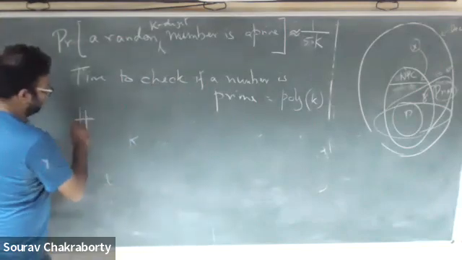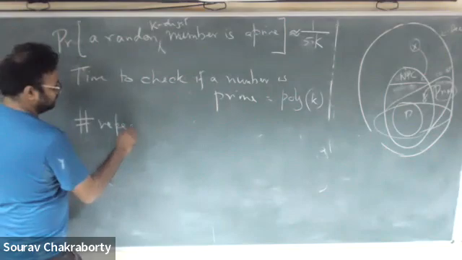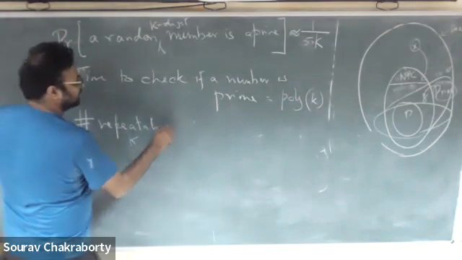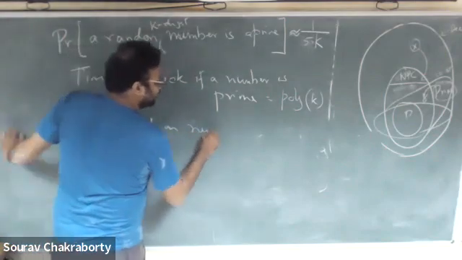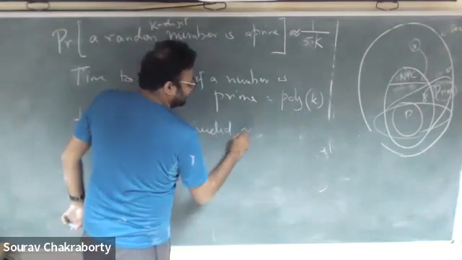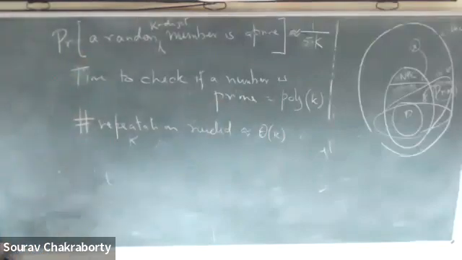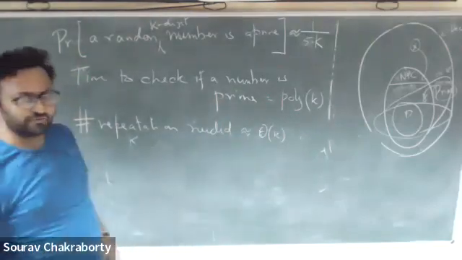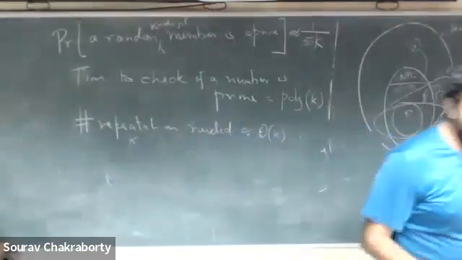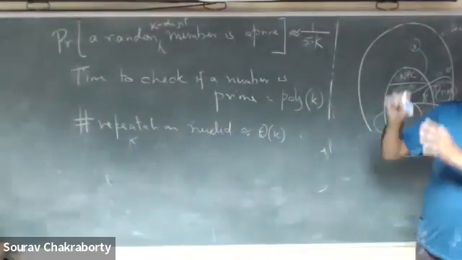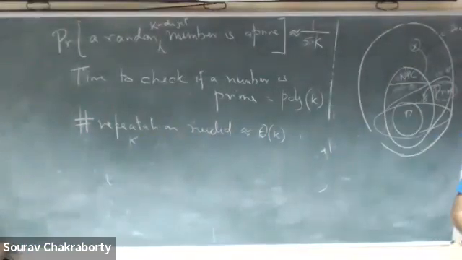The number of repetitions needed with high probability is around order of k. So the total runtime is order of k square, which is polynomial in k. Correct. See, this is not a very good example, but it is some example of how randomness helps.